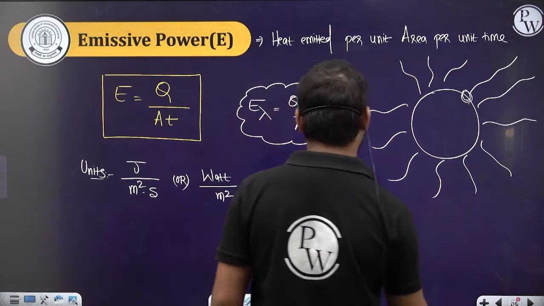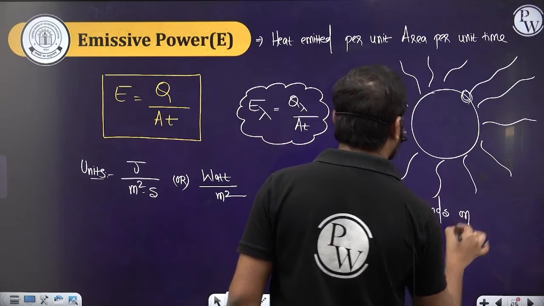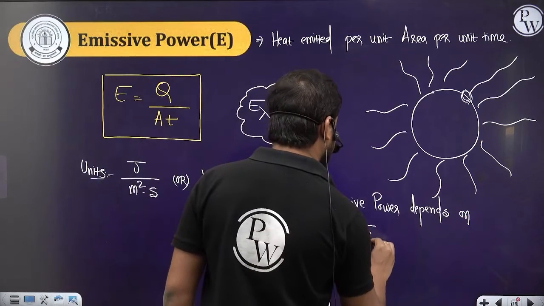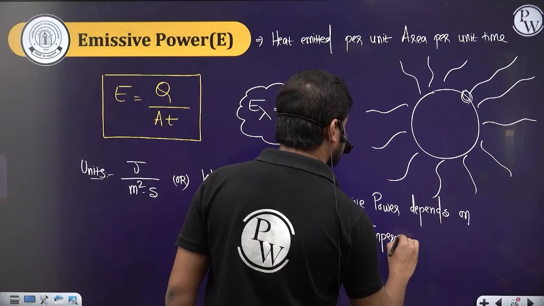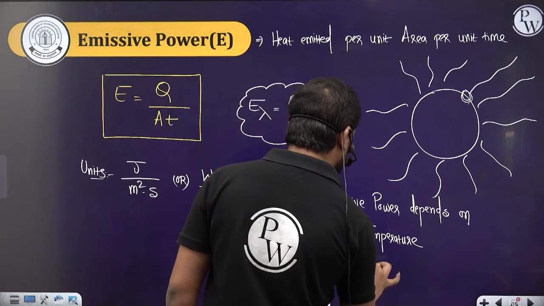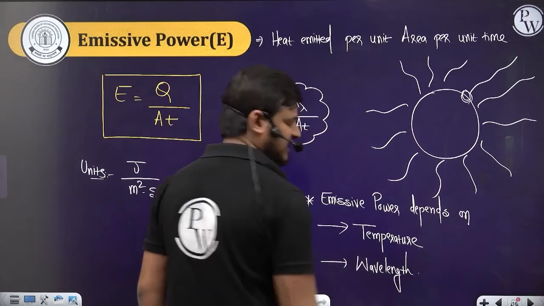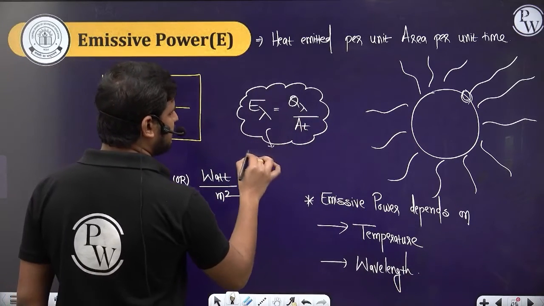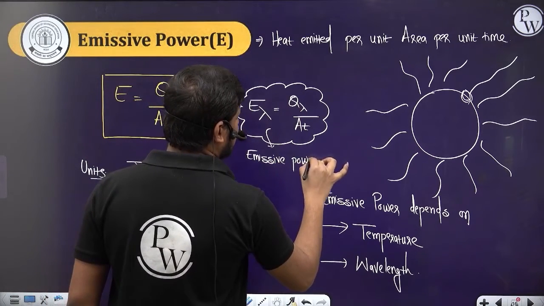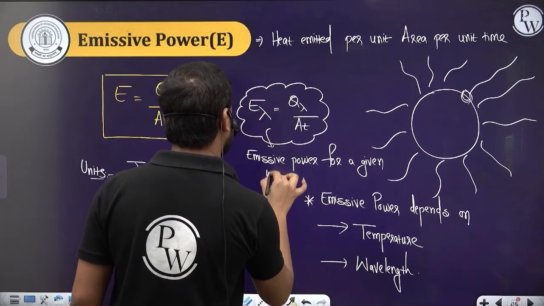This emissive power depends on what? The temperature and the wavelength. If the temperature is more, the emissive power will be more, and different wavelengths are emitted differently. Okay na? So this is the emissive power for a given wavelength. Emissive power for a given wavelength.